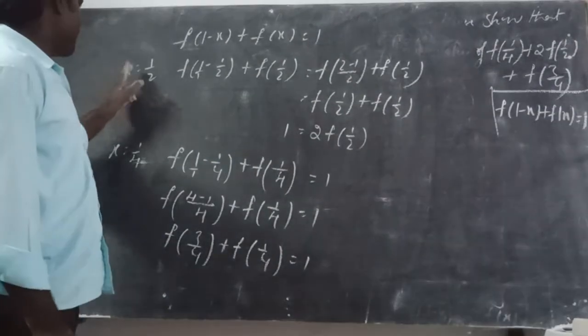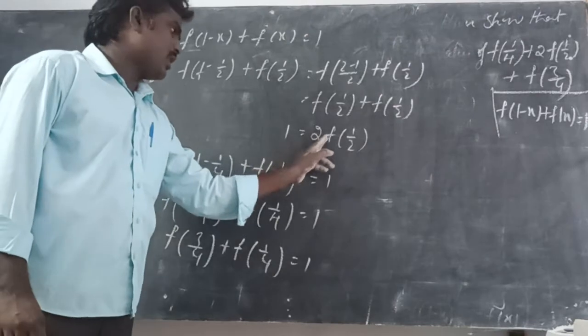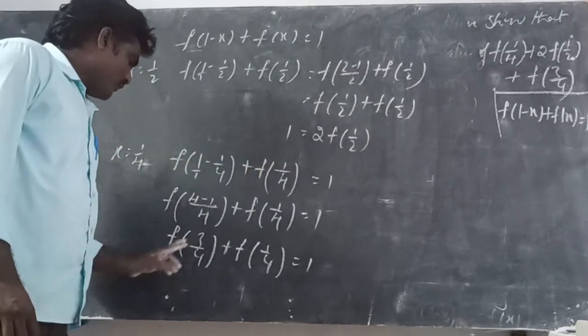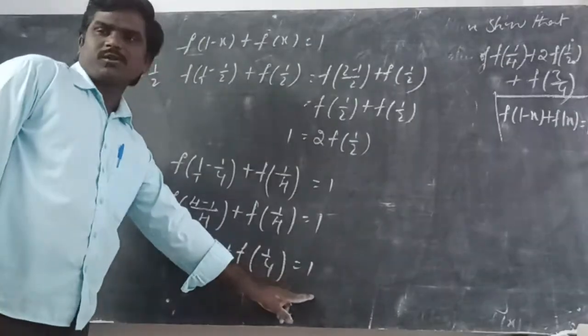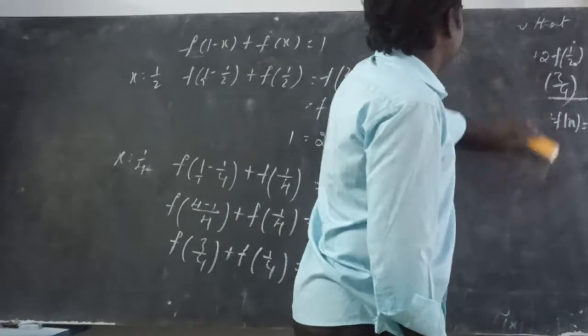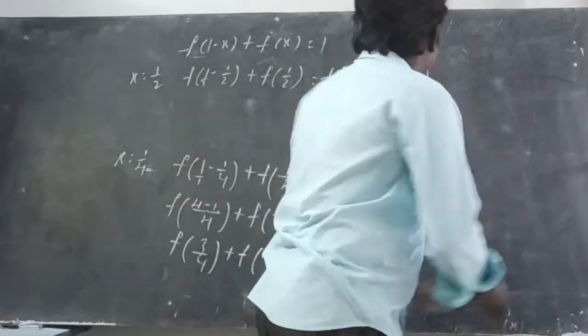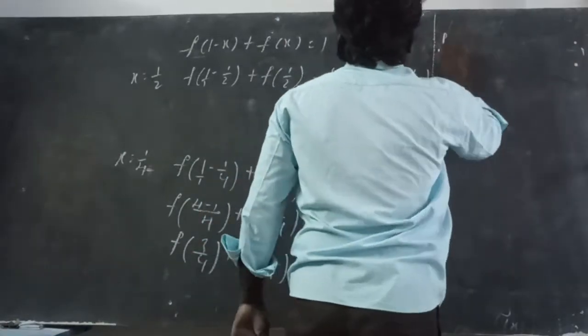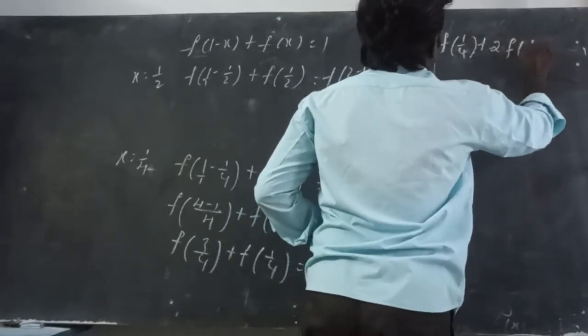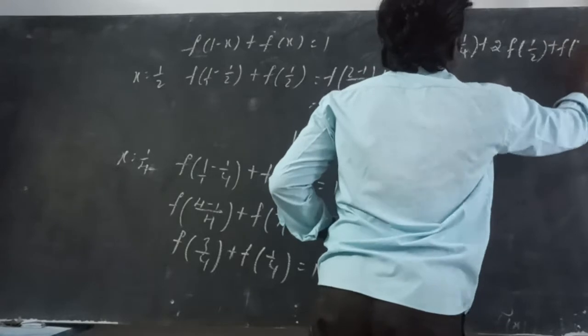When you take x is equal to 1 by 2, then you can get 2 of f of 1 by 2 is equal to 1. When you take x is equal to 1 by 4, f of 3 by 4 plus f of 1 by 4 is equal to 1. Okay, so here they are asking to find the value of f of 1 by 4 plus 2 into f of 1 by 2 plus f of 3 by 4.